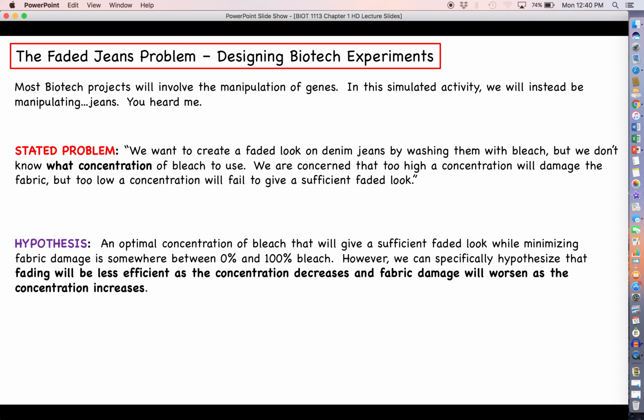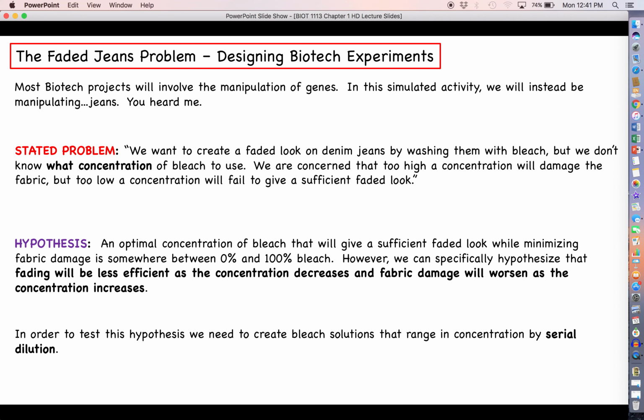We can specifically hypothesize that fading will be less efficient as the concentration decreases. So that's going to be if we try to focus on minimizing fabric damage. But on the other hand, if the concentration of bleach increases, we are going to see increased fabric damage. So these are the things that we're trying to consider. How much fading are we seeing, and how much fabric damage do we have to deal with?